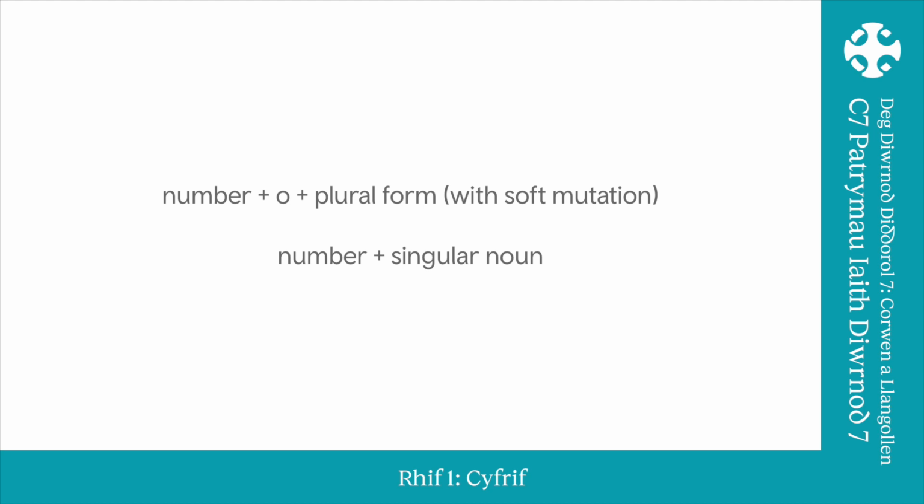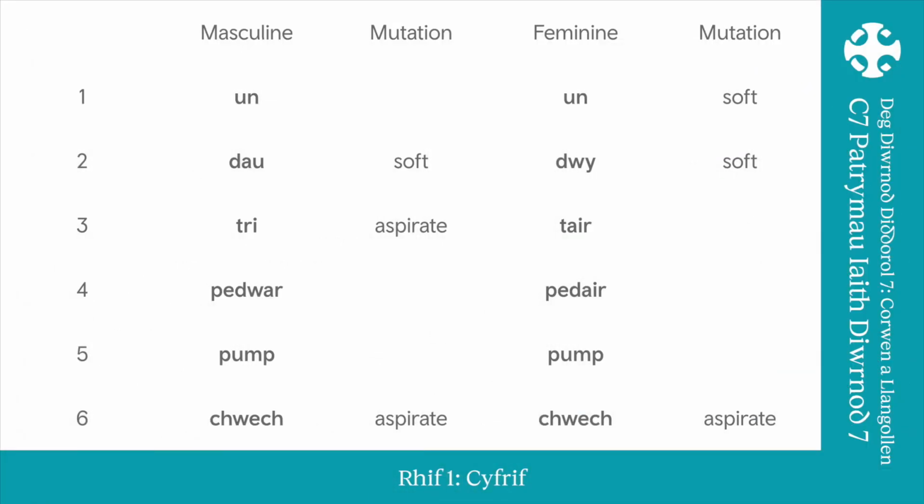The second way to count is just to use the number plus the singular noun. This can be a little more difficult because you need to know if the noun is masculine or feminine. For example, ci, masculine, neu cath, feminine. There are a number of rules to know about.